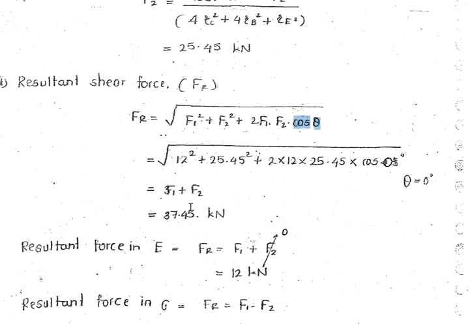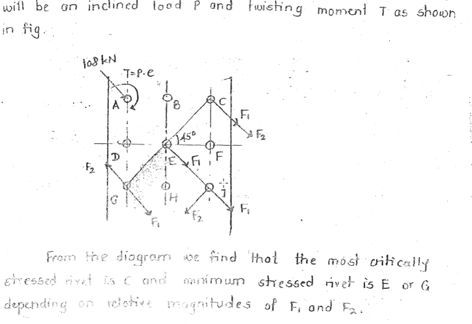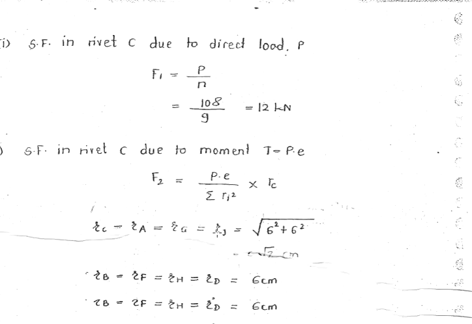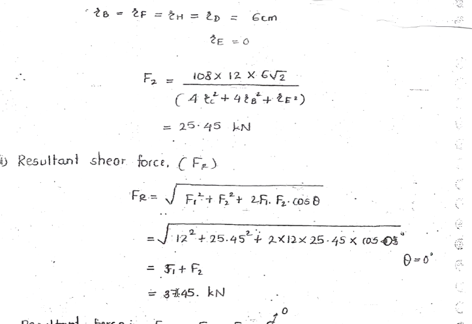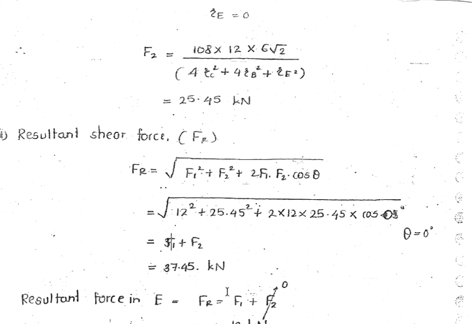So here we can see that at C, theta is equal to 0, and that means F1 plus F2 will be simply added. That direct addition of F1 and F2 can also be seen from the figure here. So we can go with F1 plus F2 direct addition. So that becomes 37.45 kilonewton. That is the maximum shear force registered by any of the fasteners, that is fastener C.